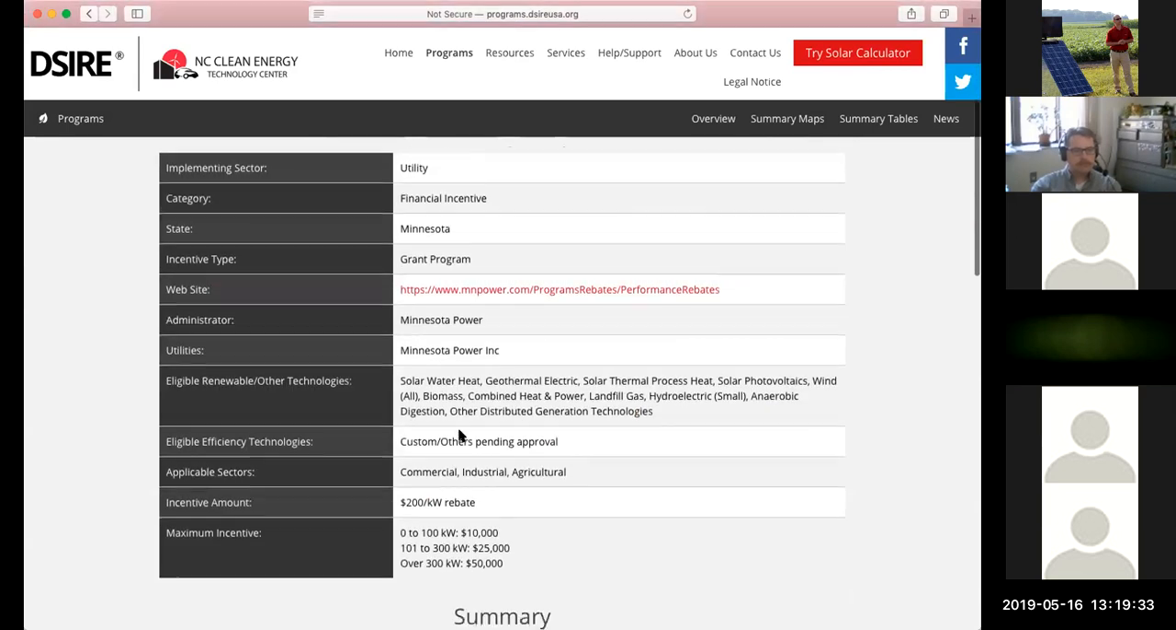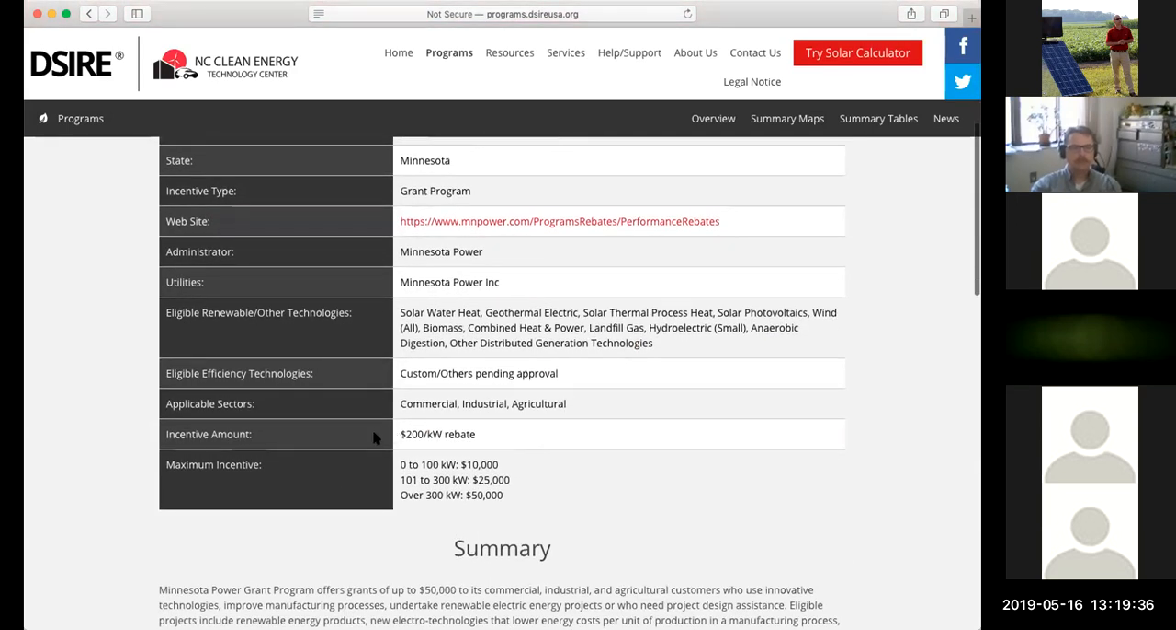It's still offered by the same utility, but what this program does is it offers $200 per kilowatt as a rebate. So if you had, say, a 40 kilowatt project, then you could receive up to $8,000 through this program. So a really good program. I'm going to go ahead and pause the share there. That resource you can see on the slide deck. We have those website links built right into the slide deck.